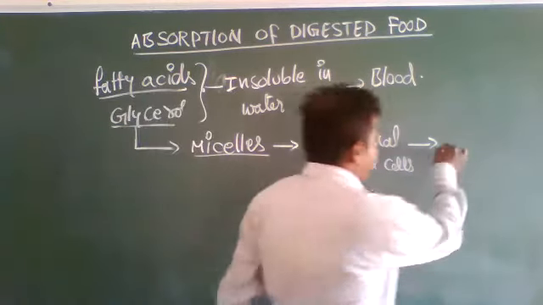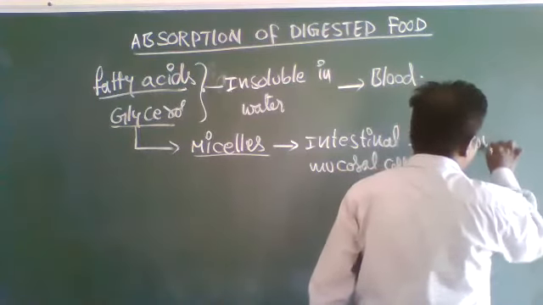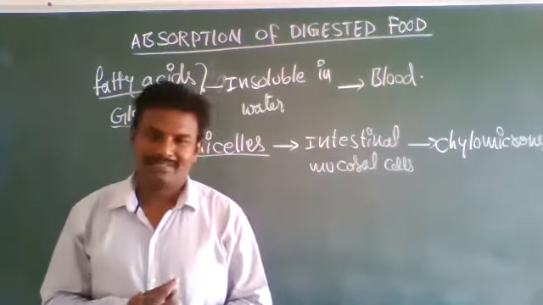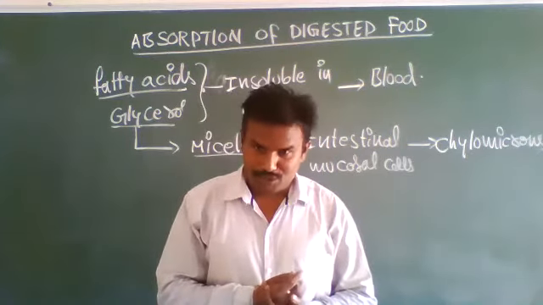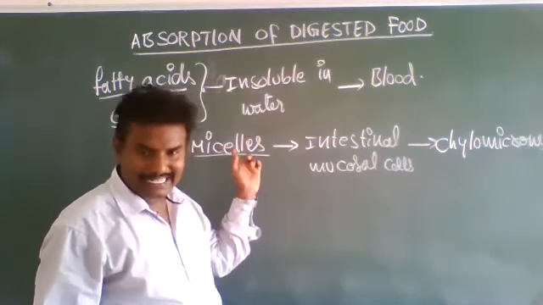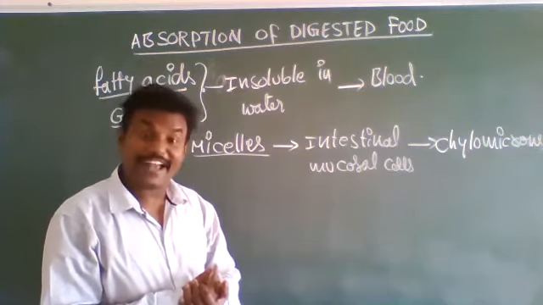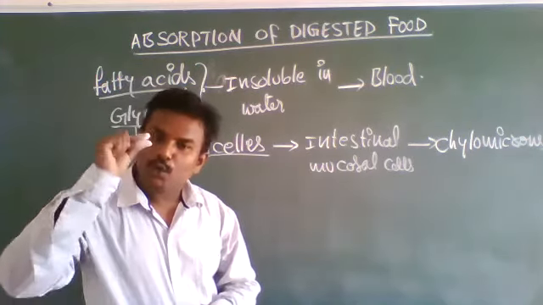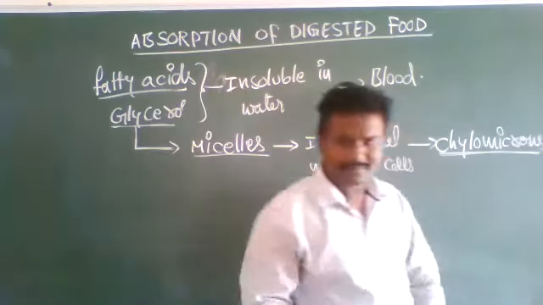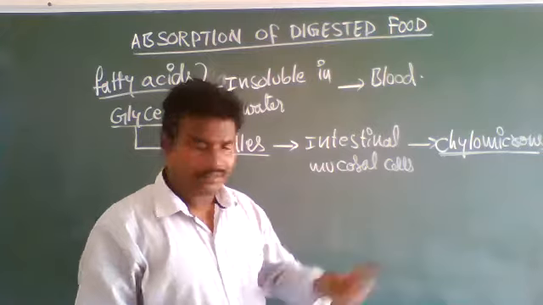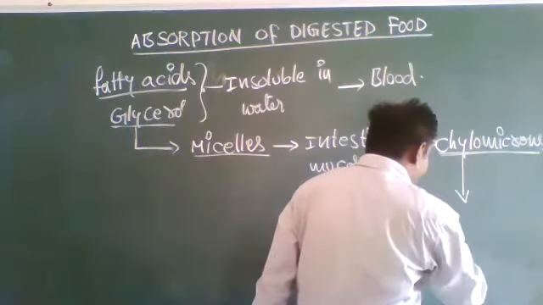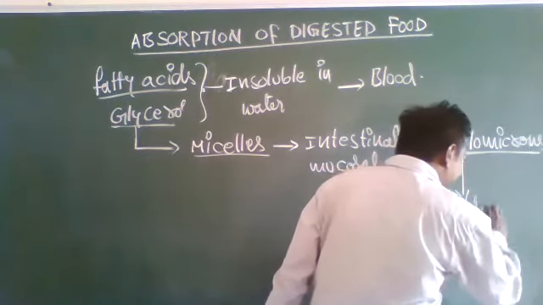Those are called chylomicrons. So in the intestine, micelles are converted into protein-coated fat globules. Protein-coated fat globules are called chylomicrons. These chylomicrons from the intestinal mucosal cells are transported into the lacteals.